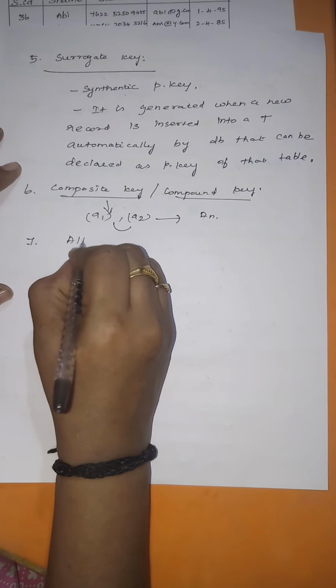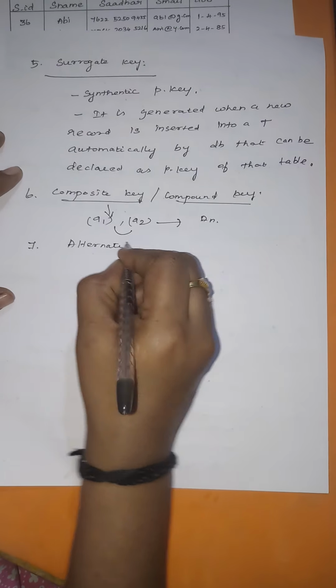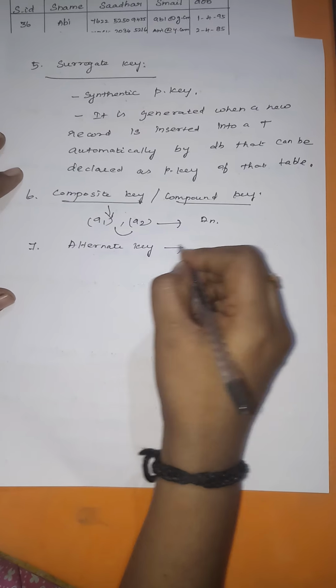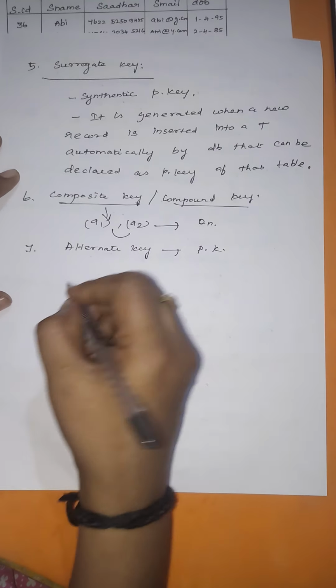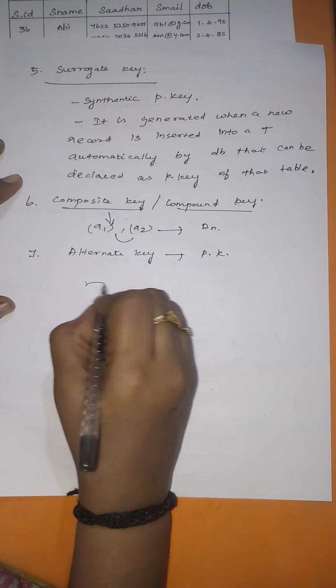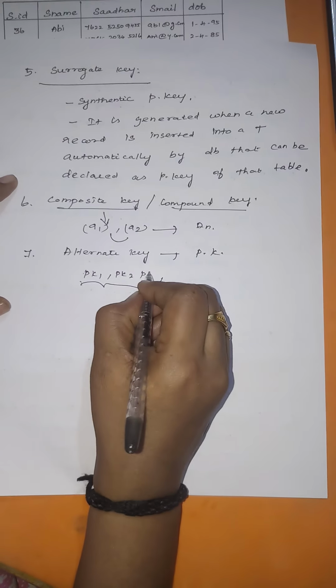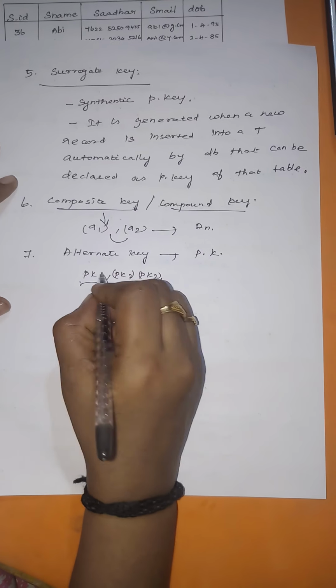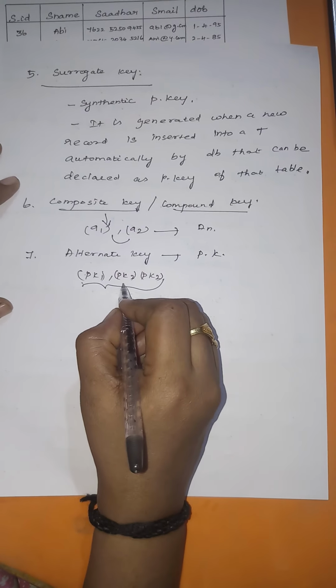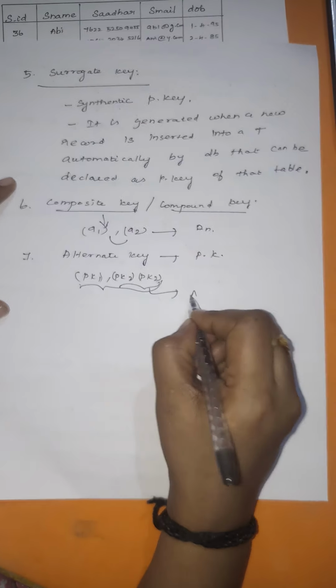Next key, the alternate key. Let us list out 3 candidate keys. The primary key is any one key in each table. The rest of the 2 keys are called alternate keys.